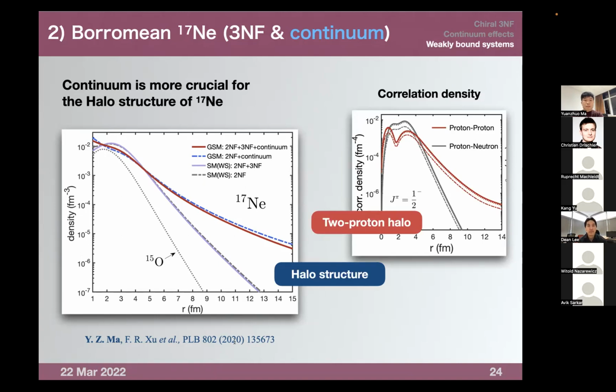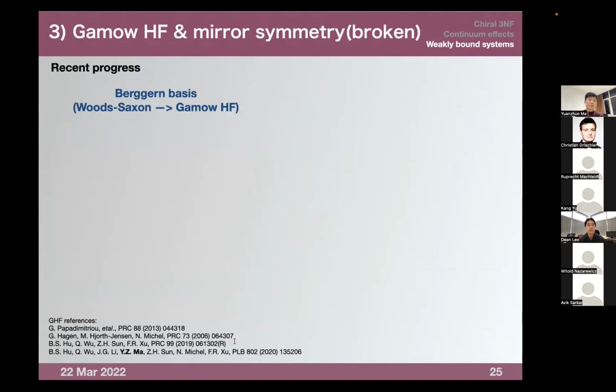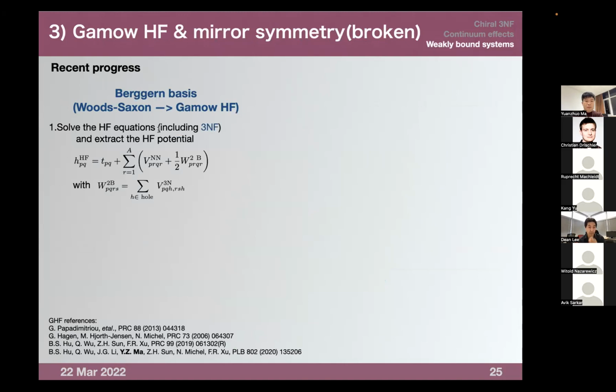The last one I want to talk about is a recent progress, which was led by the collaborators at Peking University. Before, we always used the Woods-Saxon potential to generate the Berggren basis, and of course we have other options, like we can use the Hartree-Fock potential. That is also called Gamow Hartree-Fock.